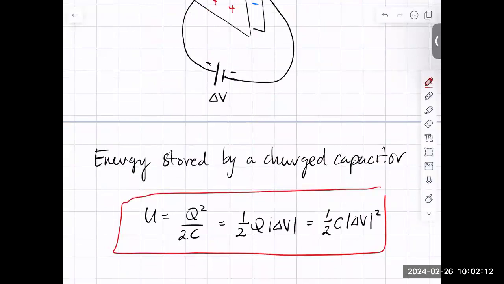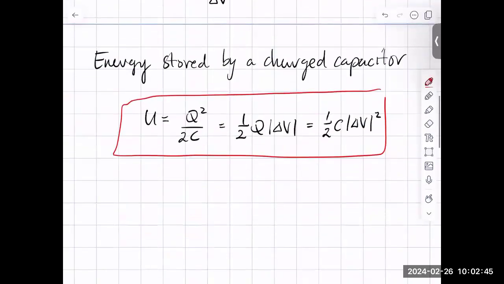And then the last thing we did before the start of the break was to determine how much energy is stored in a charged capacitor, and we found that we could express it in 3 equivalent ways. And so the quantities that are involved are the charge, the voltage difference, and also the capacitance C. And so you just need to know 2 of those 3 quantities in order to figure out the stored energy in a capacitor.